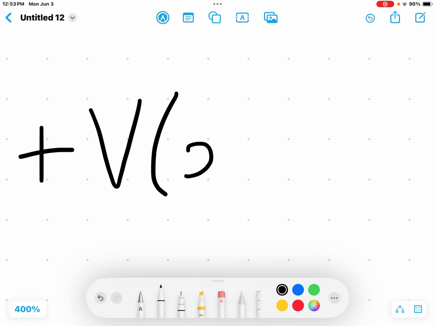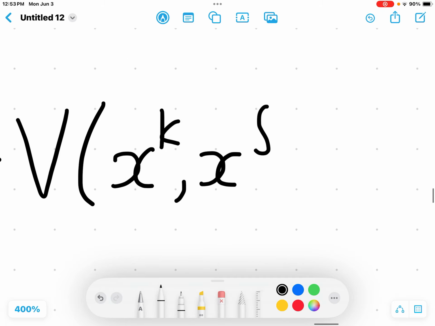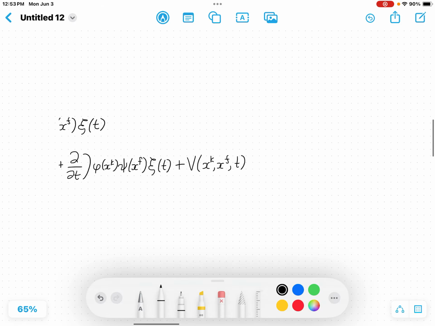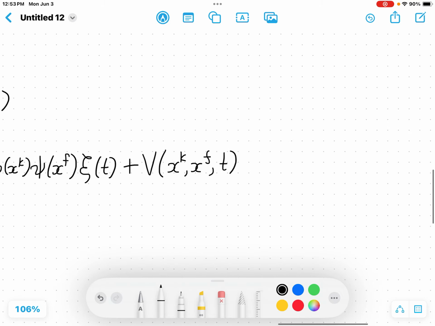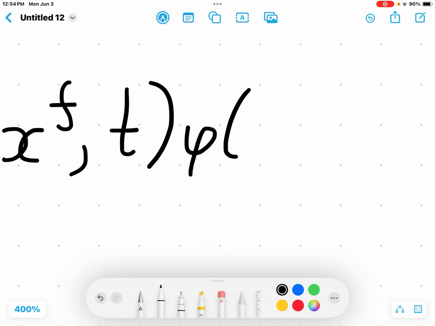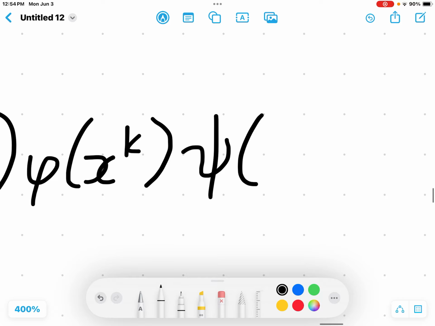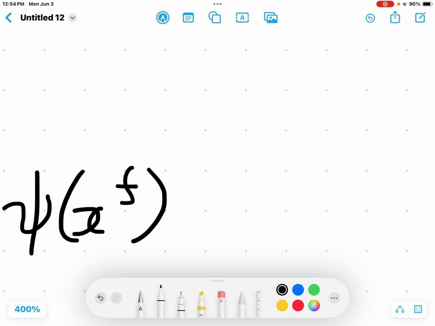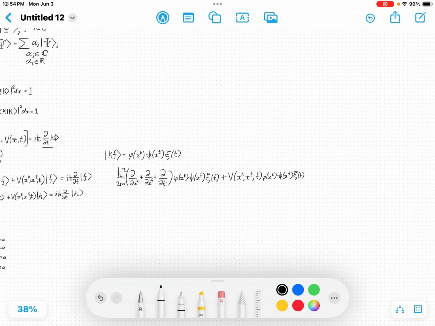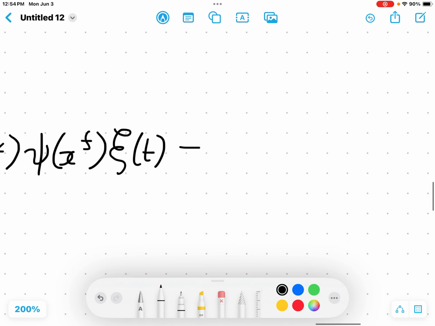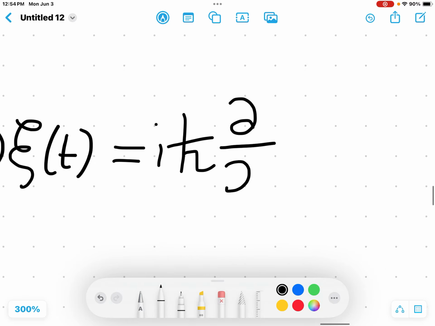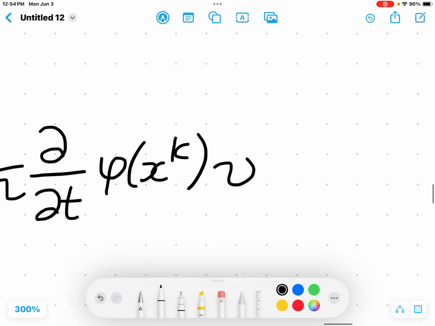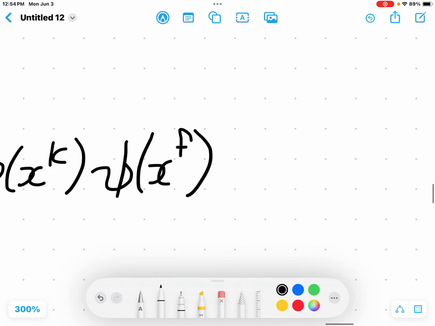V of xk, xf, and then t, and then I have my phi of xk, and then psi of xf, and then my xi of t, and then that's equal to iħ d/dt of this entire thing again. So phi of xk, psi of xf, and xi of t.